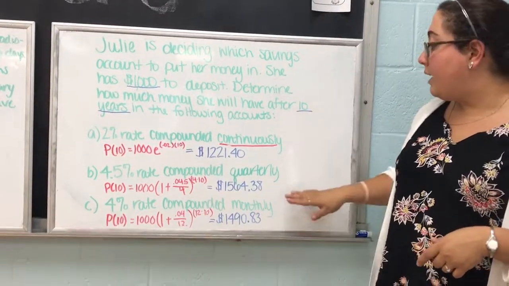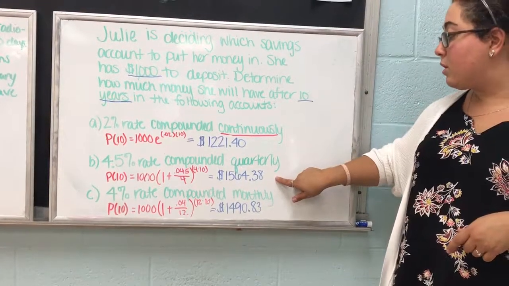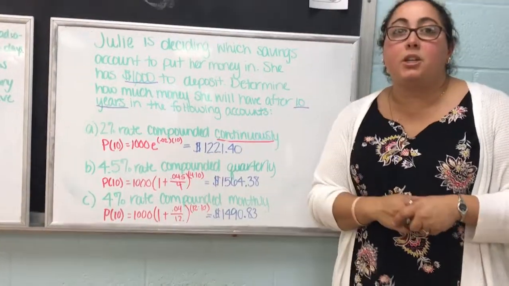So Julie should decide, because which one gives the most money, to invest her money in a compounded quarterly at a 4.5% interest rate savings account.